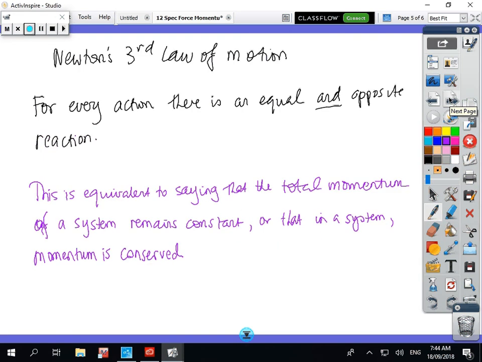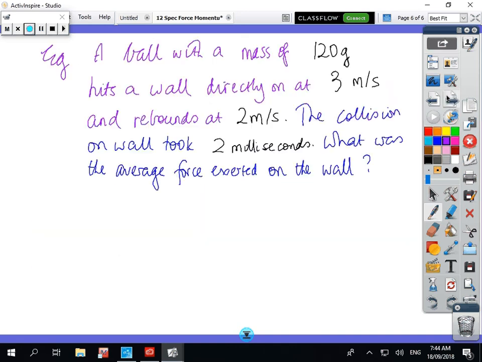So this leads to Newton's third law. For every action, there is an equal and opposite reaction. And this is equivalent to saying that the total momentum of a system remains constant, or that in the system momentum is conserved. So copy that and come across. I think we've got one example to go.